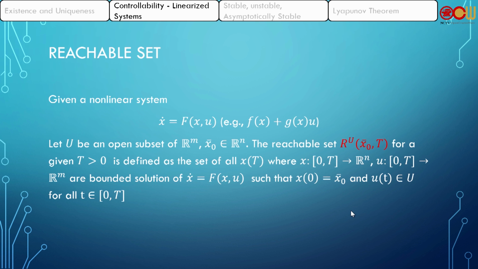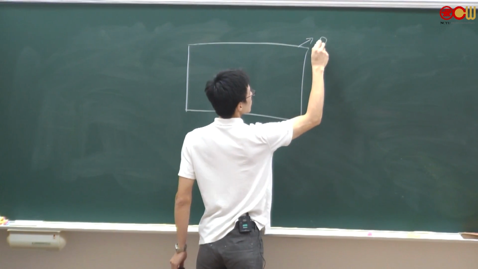A set means a collection of states, x. So given a nonlinear system, which is a function not only of x but also of u, basically it's a closed loop system because you have control. Let U be an open set of dimension m, and X0 bar in R^n. The reachable set is defined as R_U, which depends on the initial condition and capital T, for a given non-zero time. It's defined as the set of all x(T), where x from 0 to T belongs to the R^n set, and the control belongs to the R^m set. So this set is defined as the reachable set for this dynamics.